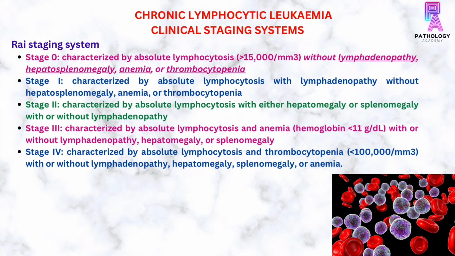Stage 2 is characterized by absolute lymphocytosis with either hepatomegaly or splenomegaly, with or without lymphadenopathy. Stage 3 is characterized by absolute lymphocytosis and anemia, with or without lymphadenopathy, hepatomegaly, or splenomegaly. Stage 4 is characterized by absolute lymphocytosis and thrombocytopenia, with or without lymphadenopathy, hepatomegaly, splenomegaly, or anemia.